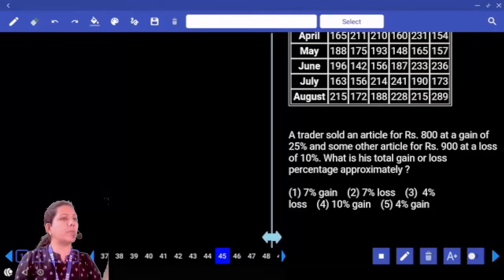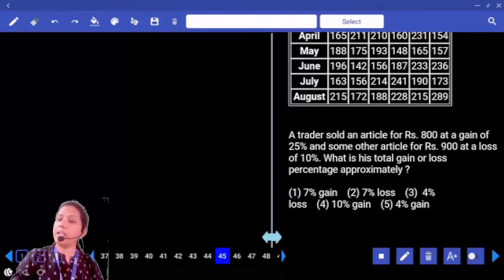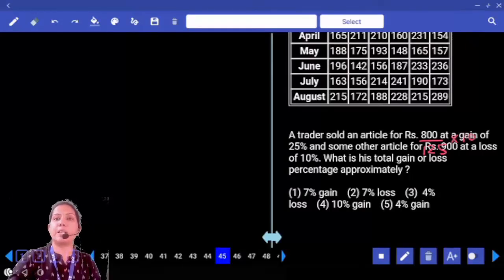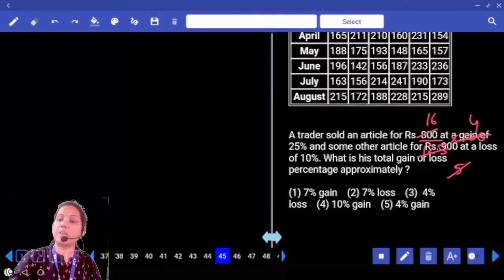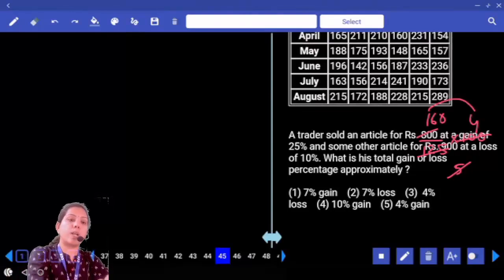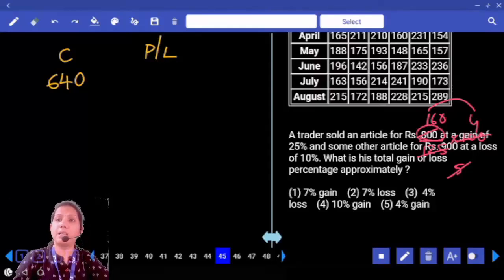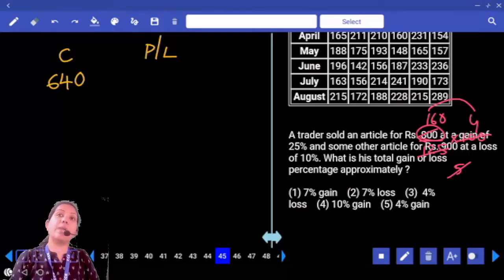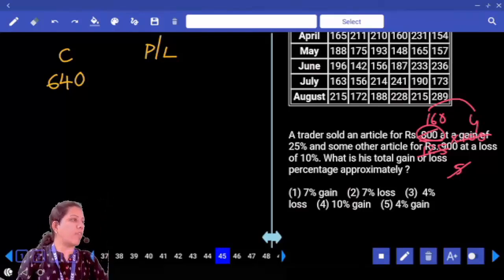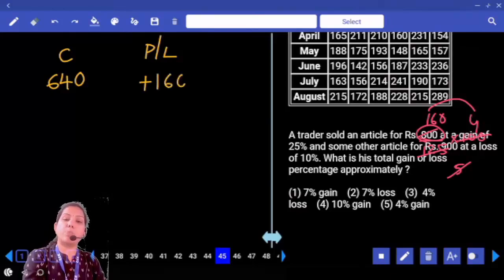Gain of 25 means 100 plus 25 or 100 minus 25? 100 plus 25. So 800 is how much percentage value? 125% value, then find the 100% value. 25 times 5 is 125, so 800 divided by 5 is 160, and 160 into 4 equals 640. Cost price is 640. Selling price is 800, so profit or loss? Profit. How much profit? 160 rupees profit.